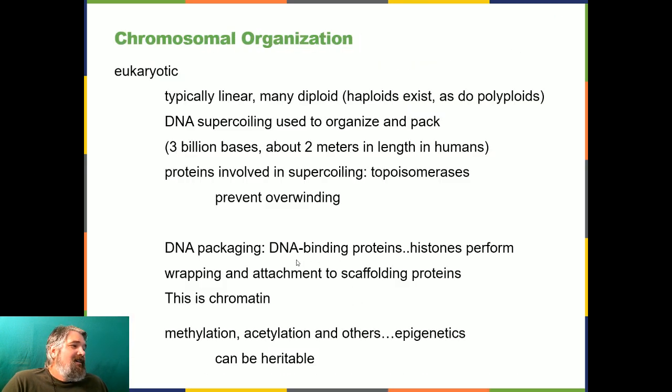Okay. So DNA binding proteins, histones, they perform wrapping and attachment to scaffolding proteins. And when DNA is in that condition, it's chromatin. And we have a bunch of other modifications that can be made. Some of these are mediated through proteins that are part of the histone complexes. That's acetylation, methylation, sumoylation, and others. These modifications can be inherited. So that's the study of epigenetics.